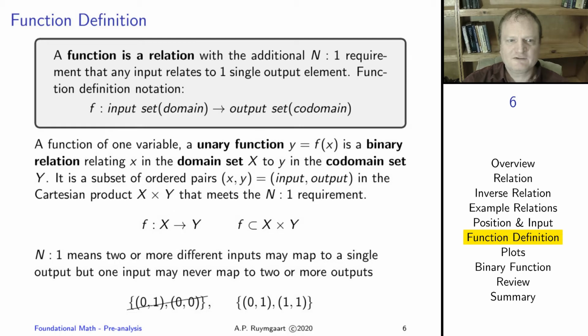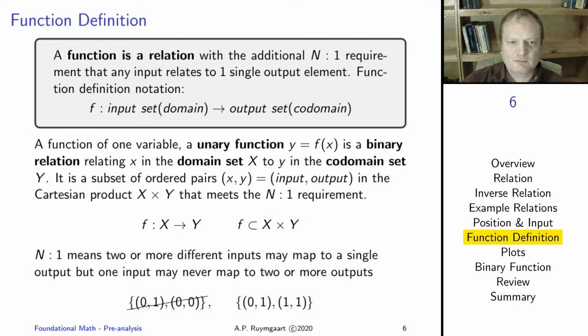And in this case, we are showing the definition with the set X as the domain and the set Y as the codomain. So the function is a subset of the ordered pairs resulting from the Cartesian product X times Y, the set X times the set Y, with the requirement that there cannot be an n-to-n relation.